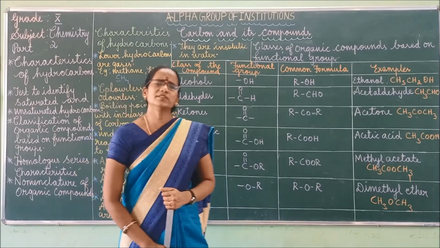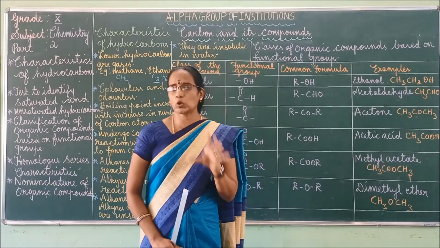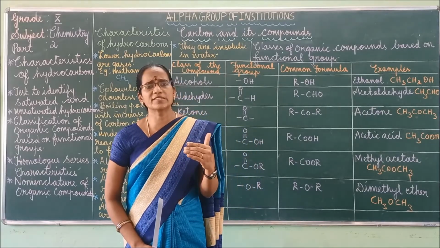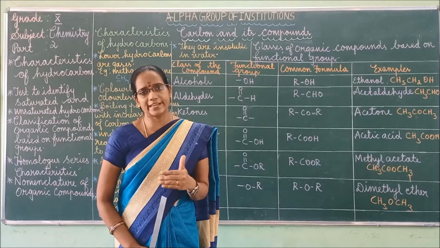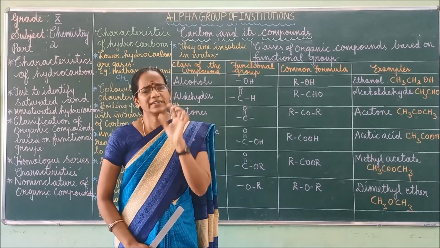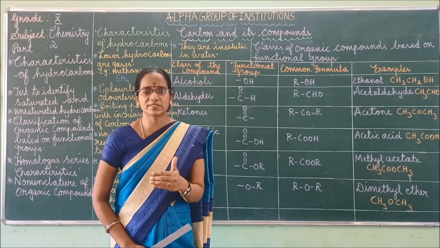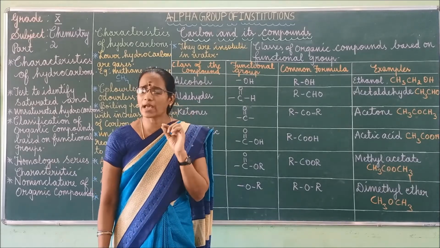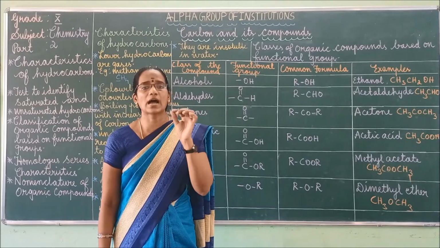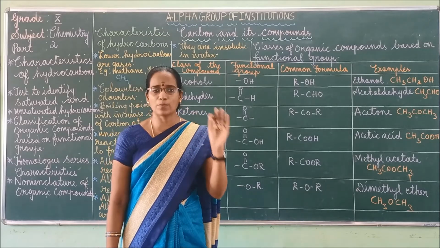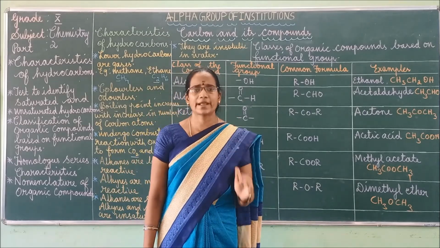Bromine is highly corrosive, and its vapors are also highly toxic in nature. It directly affects the thyroid gland as well as the nervous system. So we should handle bromine with utmost care in the laboratory. Got it, children?